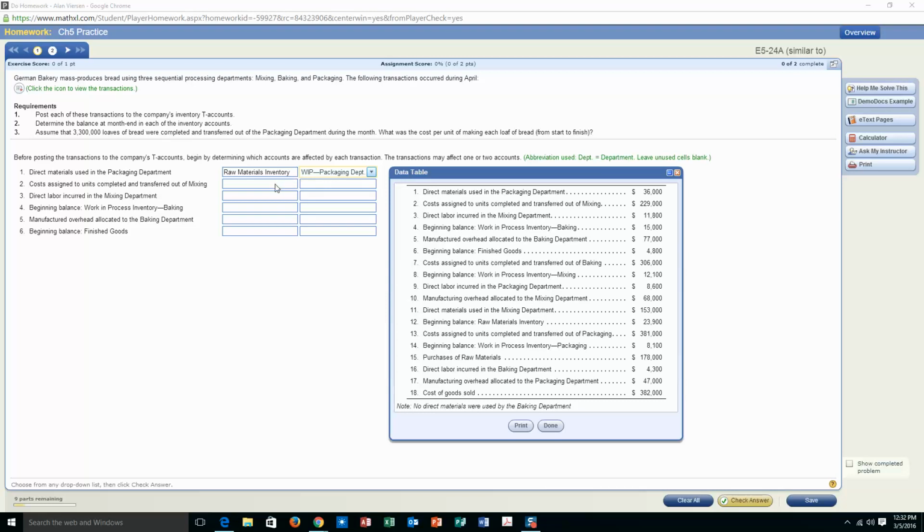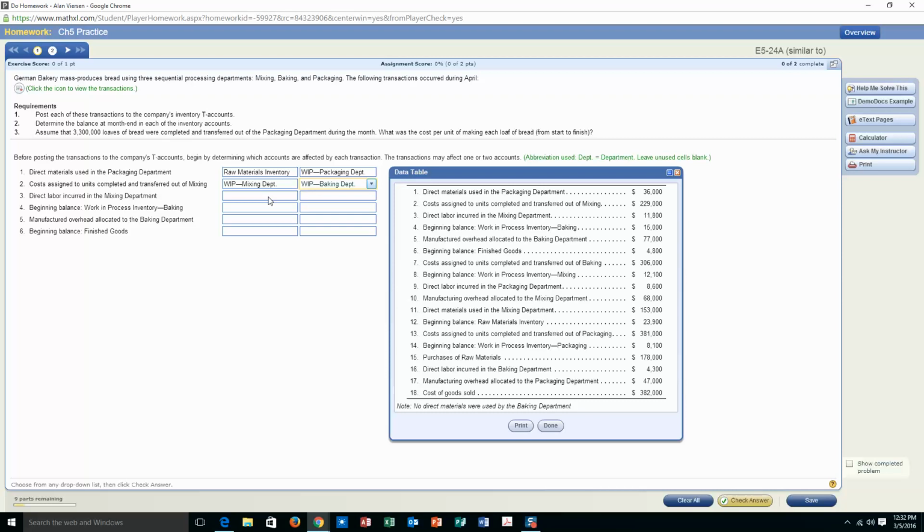Also, if it says that you're transferring costs, you must be transferring it from a certain department. In this case, the costs that are completed and transferred out of the mixing department, and the mixing department then goes into the baking department.